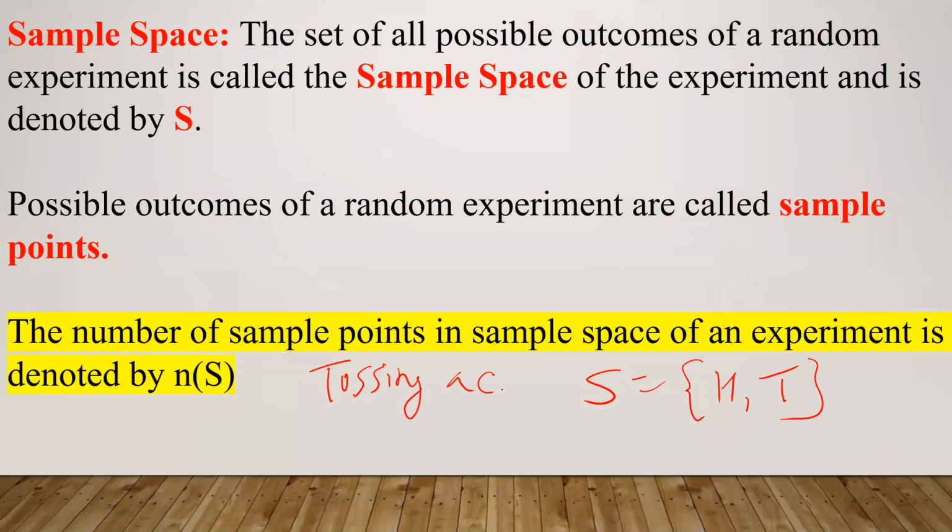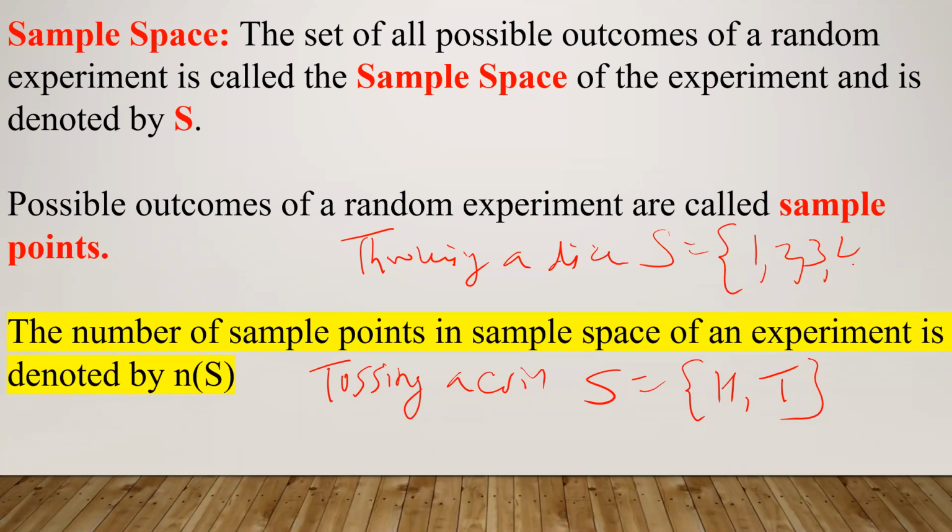If you throw a dice, if this is your experiment, then you know that the sample space of this experiment will contain 6 sample points, that is 1, 2, 3, 4, 5, 6, because these are the only possible results of this experiment. We have also found out the sample space of tossing 2 coins together, 3 coins together, or rolling 2 dice together. Okay, so you know what is sample space.